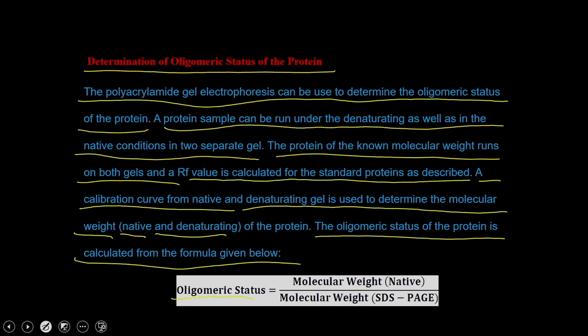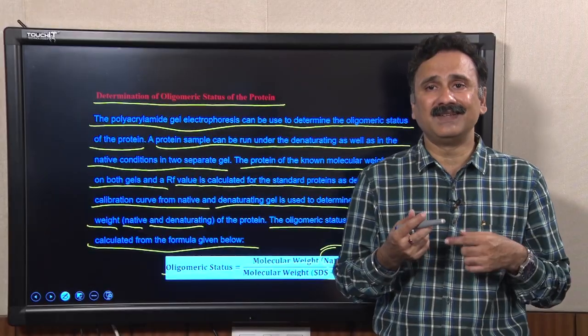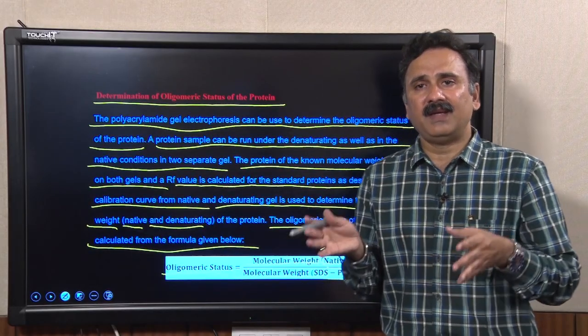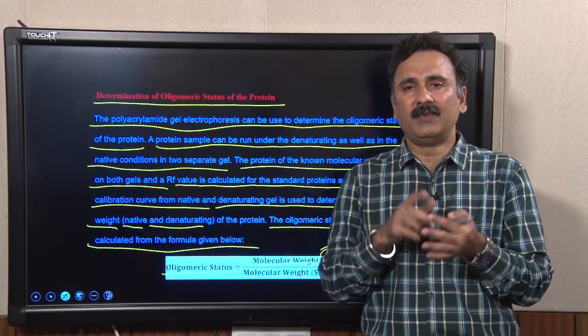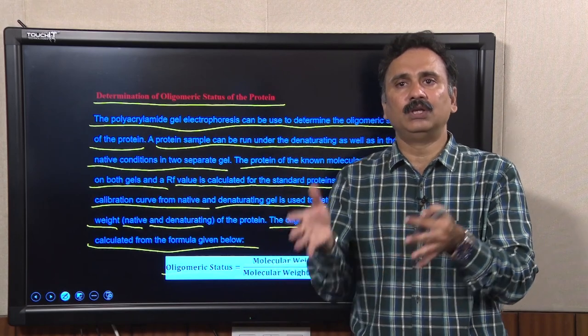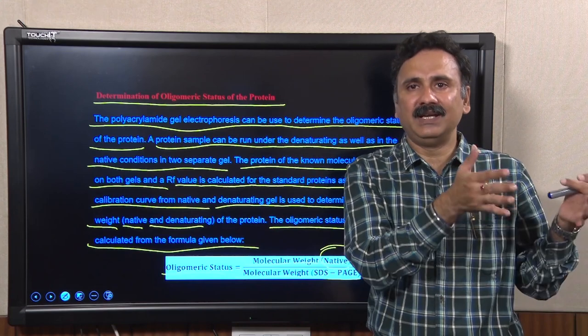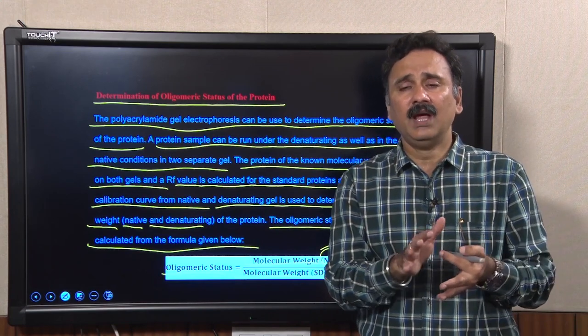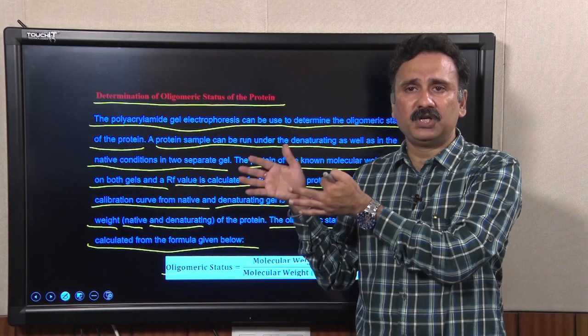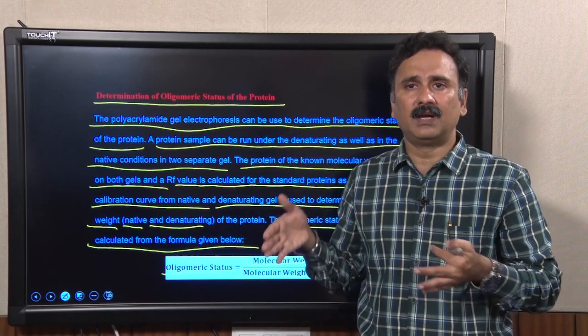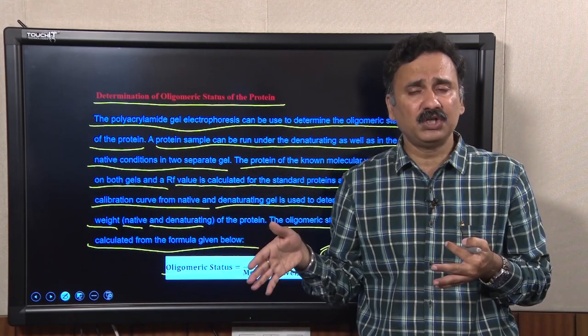Oligomeric status is equivalent to the molecular weight of the protein you get from the native PAGE, divided by the molecular weight you get from the SDS-PAGE. So the process remains the same, except that you might have to run the same sample on two gels. One is a native gel, where you are not going to add the SDS or the beta-mercaptoethanol, and then you are also going to run an additional gel where you run the protein under denaturing conditions.